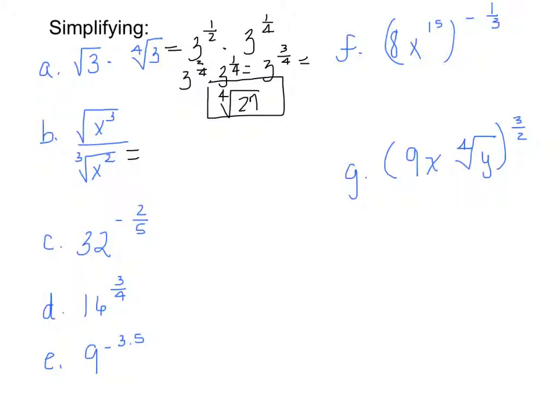Same here. The roots are not the same, so we can't just divide it. So I'm going to turn these into radical form, rational exponent form. And using my properties, I would subtract the exponents, but I need a common denominator, which will be 6. And I'm going to get a negative, so I'll leave it like that.